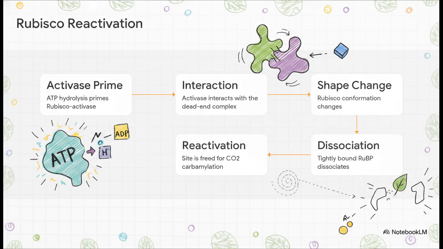This process requires ATP and happens in a very specific step-by-step sequence. First, ATP hydrolysis primes the activase. Second, this primed activase physically interacts with the jammed Rubisco. Third, it forces a conformational change in Rubisco, lowering its affinity for that stubborn RuBP. Fourth, the RuBP finally dissociates and falls away. And fifth, reactivation. Now that the active site is totally clear, a CO2 molecule and a magnesium ion can jump in, bind, carbamylate Rubisco, and put it right back to work fixing carbon.